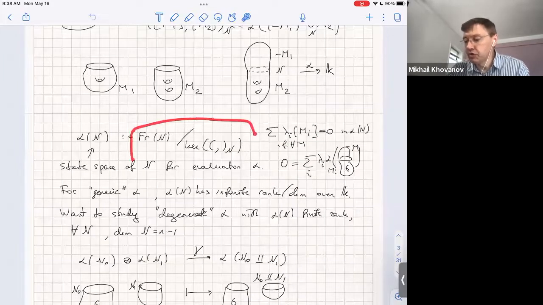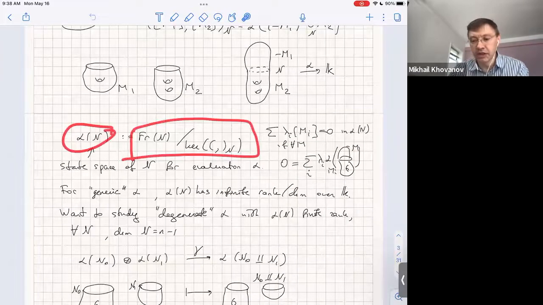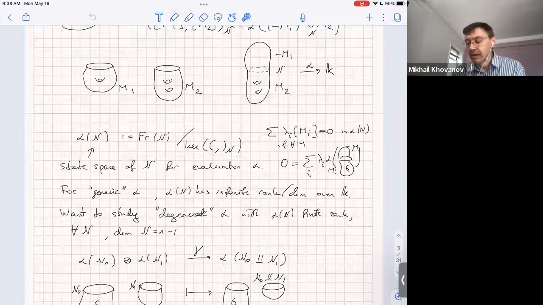And if you choose your evaluation randomly, then chances are the kernel will be zero, so it'll not be very interesting. You'll just have a very large free space. So what we are interested in are special degenerate alphas, such that there are lots of relations, or lots of skein relations. In particular, we want the state space to be of finite rank, or finite dimensional over the ground field.